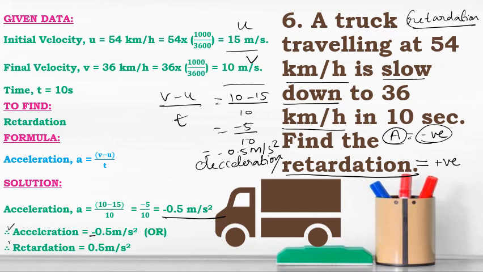But if you're mentioning it as retardation, you have to mention it as positive only. Why I'm stressing this is because you will get these kinds of confusions when you are doing multiple choice questions. When they ask you to find the retardation in the MCQ, they'll be giving you the option with plus and minus. So you should be careful to choose what you have to find out correctly.